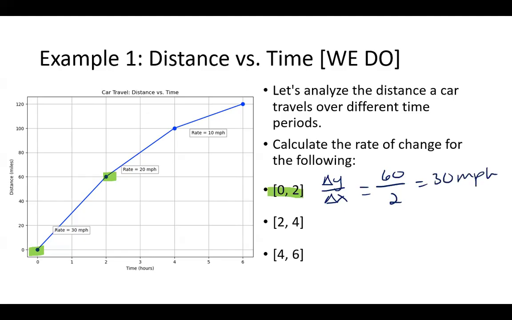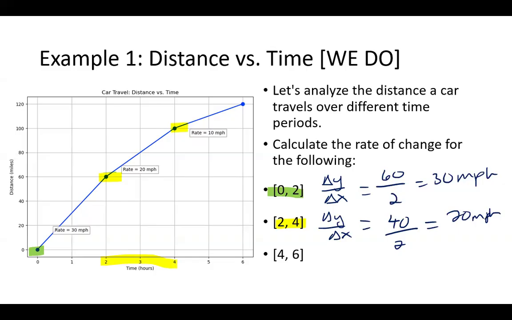Capiche? Okay. Our next interval that you should have had was from 2 to 4. So again, we're going from 2 to 4. So we're using this point and this point. Okay. So you're asking yourself, how did my y change? What's the change in my y over the change in my x? The change in my y, I went from 60 to 100, which is 40. I then went from 2 to 4, which is 2, which is why it said 20 miles per hour.